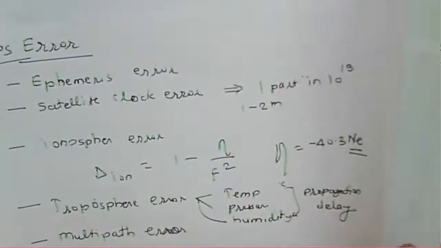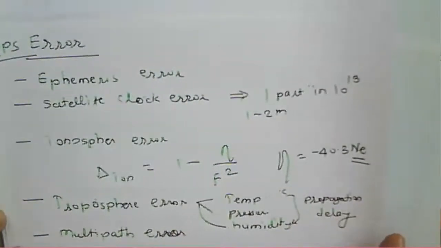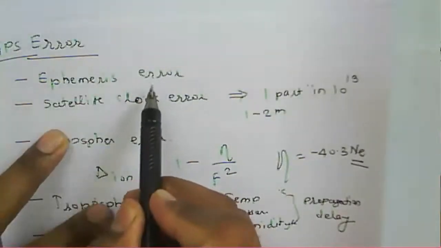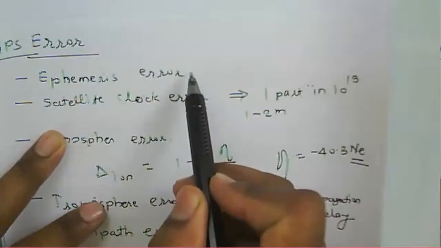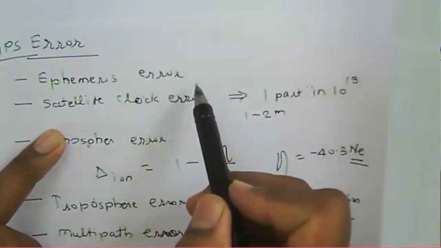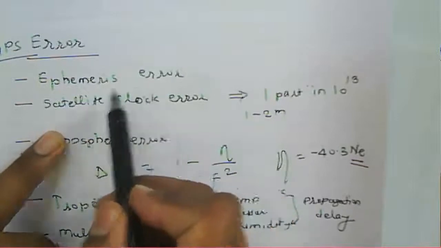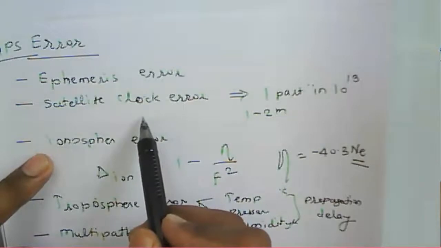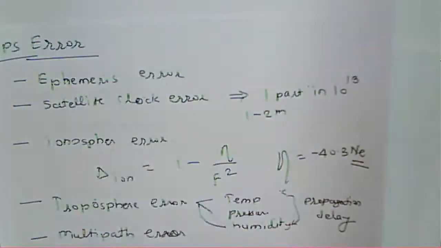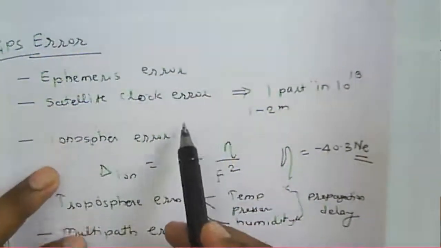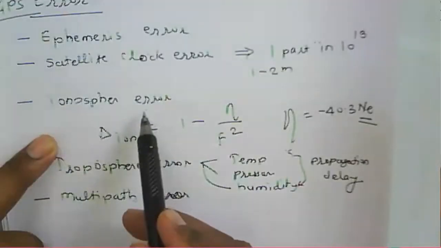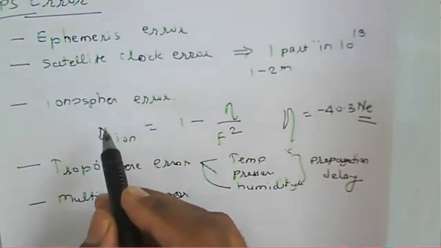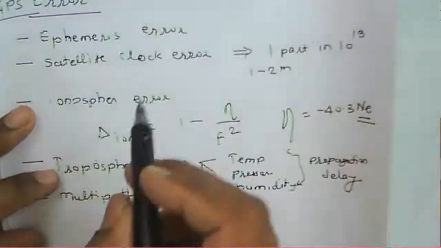So we see here what the various GPS errors are. There is the ephemeris error, which is about the position of the satellite. If it changes, there will be an ephemeris error. Then a satellite clock error, because the satellite uses an atomic clock. If there is a variation in the atomic clock, then there will be an error. Then the ionosphere error, because we have the ionosphere layer. We can say that there will be an ionospheric error.